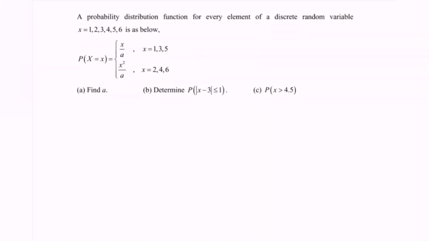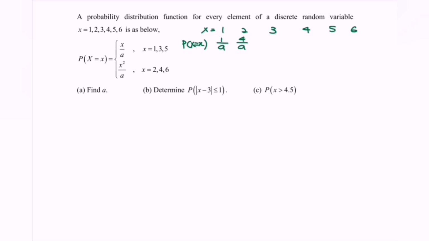In this video, I'm going to discuss an example for a random variable. A probability distribution function for every element of a discrete random variable, where x is an integer from 1 until 6, is as below. Kindly construct a table where the random variable x is equal to 1, 2, 3, 4, 5, and 6. When x is equal to 1, the probability is 1 over a. If x is equal to 2, we have 4 over a.